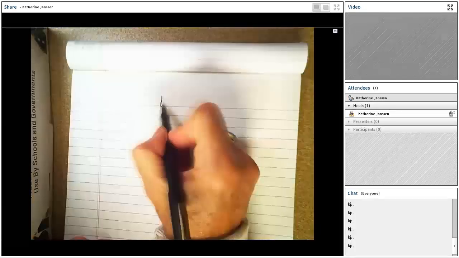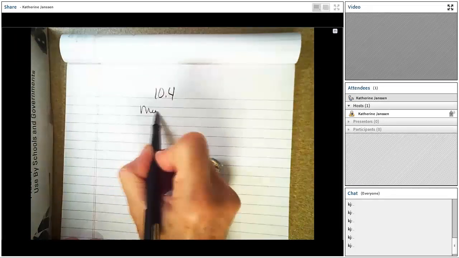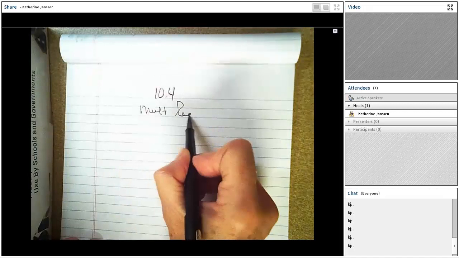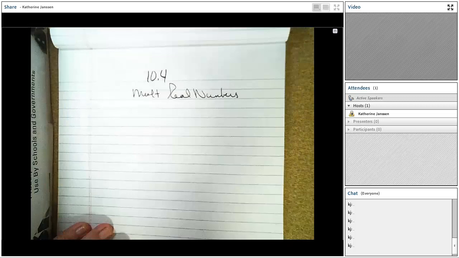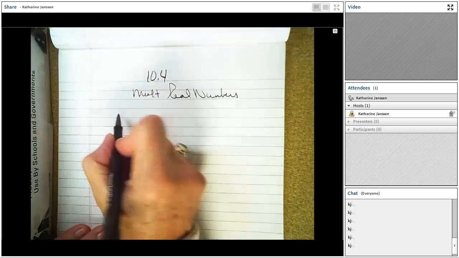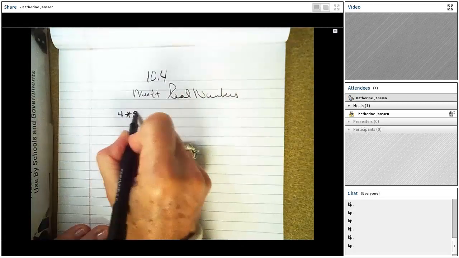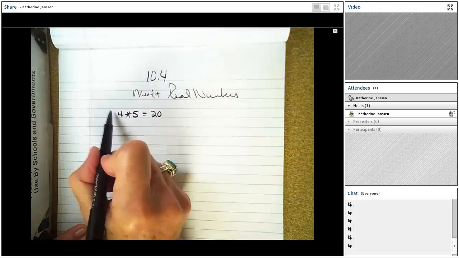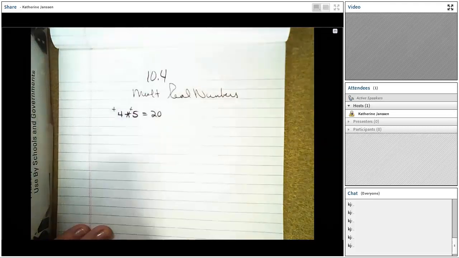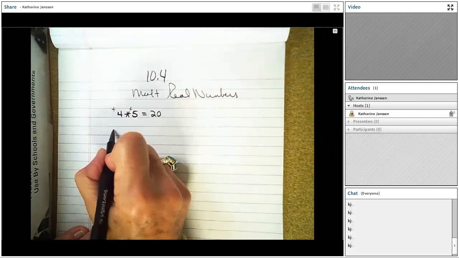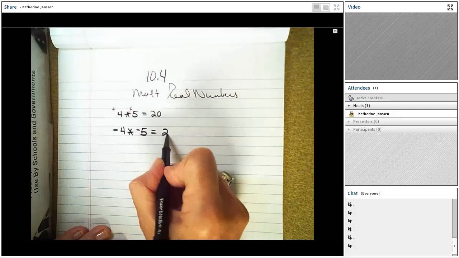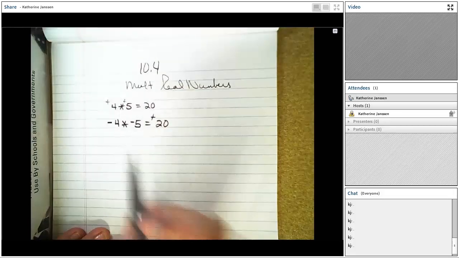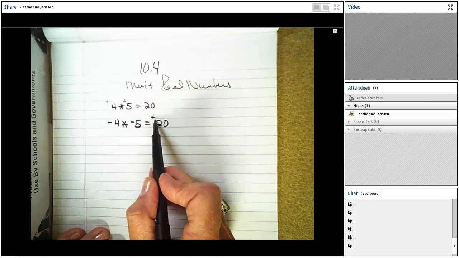Okay, then section 10.4. We're going to multiply real numbers. Now we know that 4 times 5 equals 20, and that was a positive times a positive. We're learning that a negative 4 times a negative 5 is equal to a positive 20. A negative times a negative is positive.